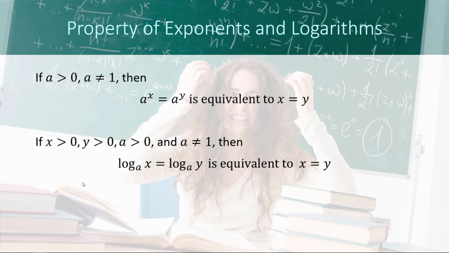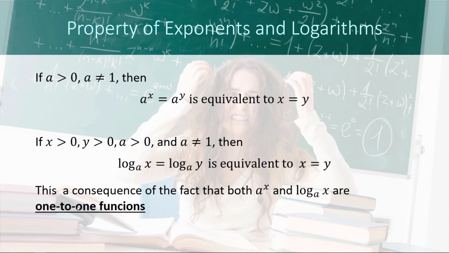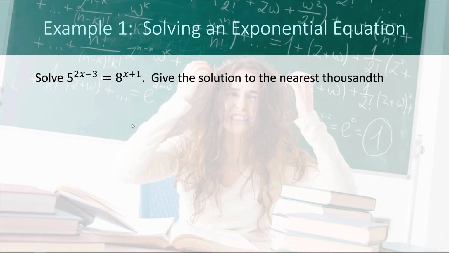And why is this true? Because both the exponential function and the logarithmic functions are one-to-one functions. So here is our first example. And to deal with this example, we are going to use the power property of logarithms. And that says that the log base a of x raised to the rth power is going to be equal to r times the log base a of x.